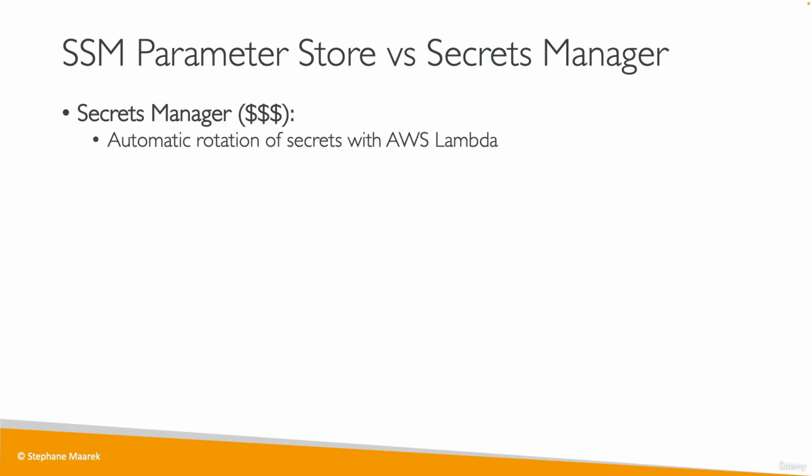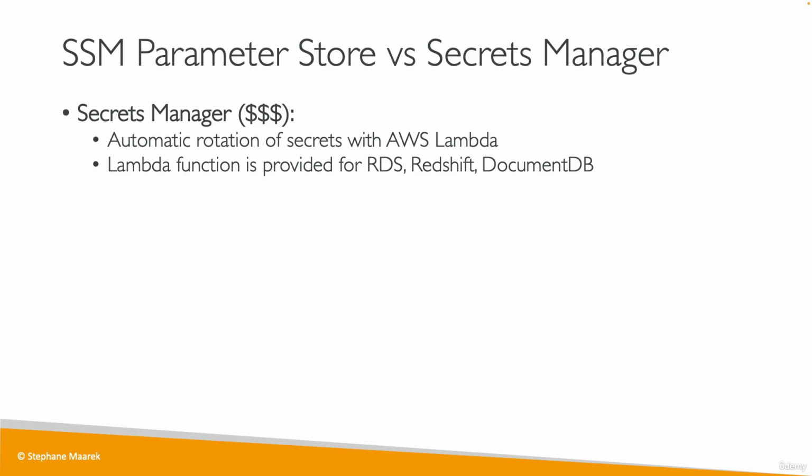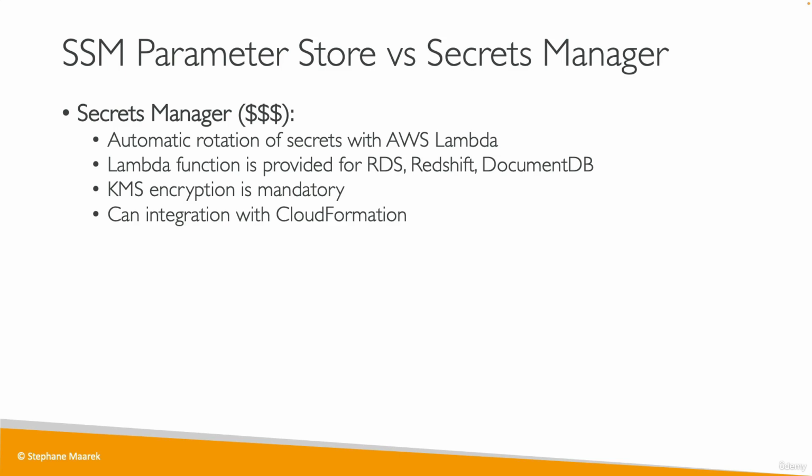Well, Secrets Manager is more expensive, but you get automated rotation of secrets with Lambda. The Lambda function is automatically provided for you with RDS, Redshift, and DocumentDB. That's why it's automatic. Then, of course, you need to encrypt your secrets with KMS. It's mandatory. And it has deep integration with CloudFormation.